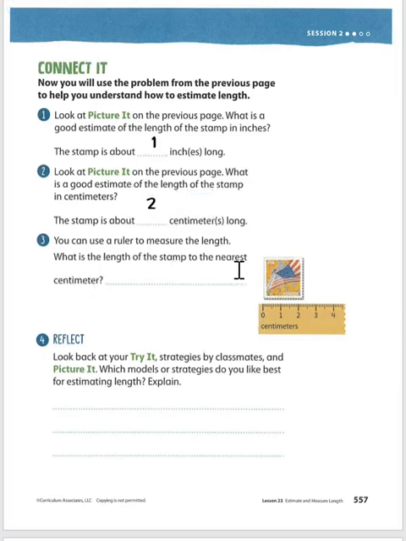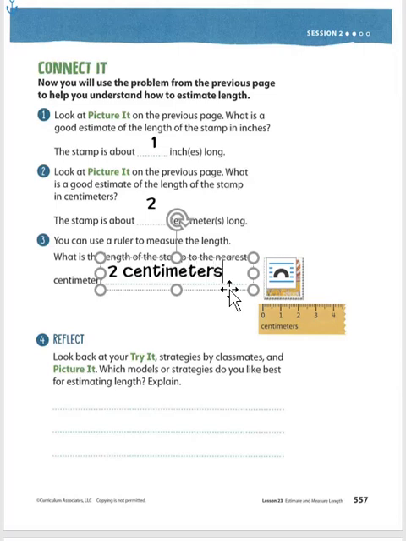You can use a ruler to measure the length. What is the actual length to the nearest centimeter? Look right here. What is it? It's about what? 2 centimeters. Okay? The last one says, look back at your try it strategies and your picture it. Which models or strategies do you like best for estimating length? Do you like using your finger?